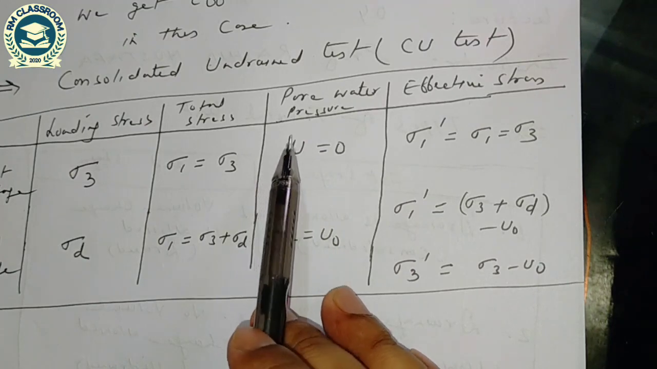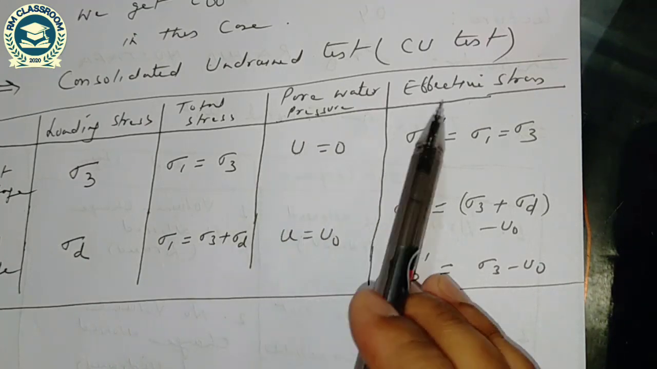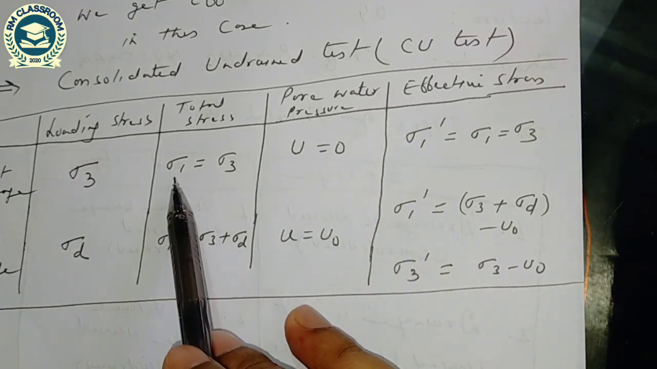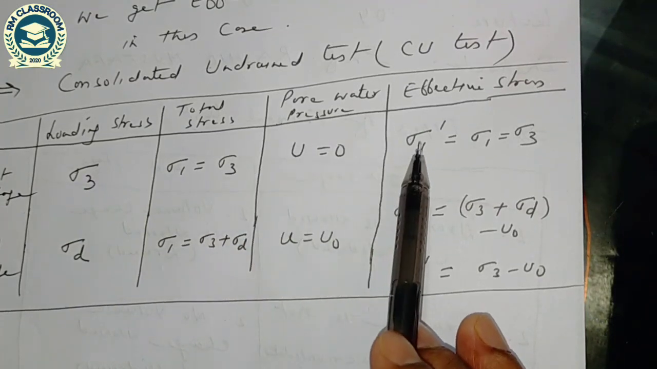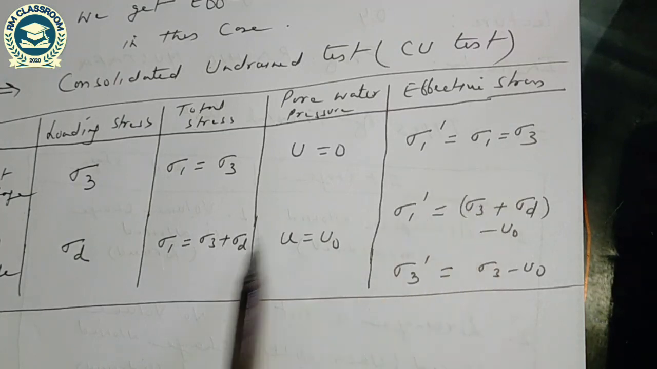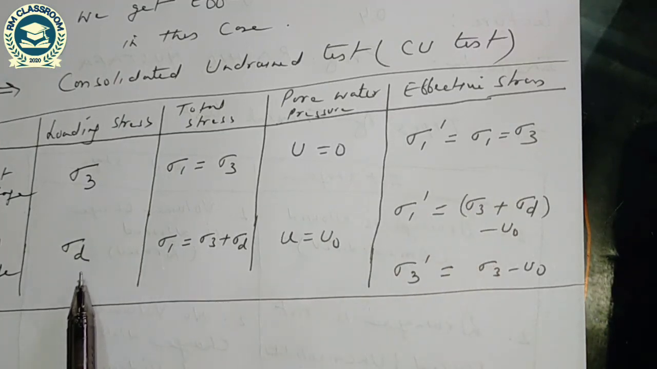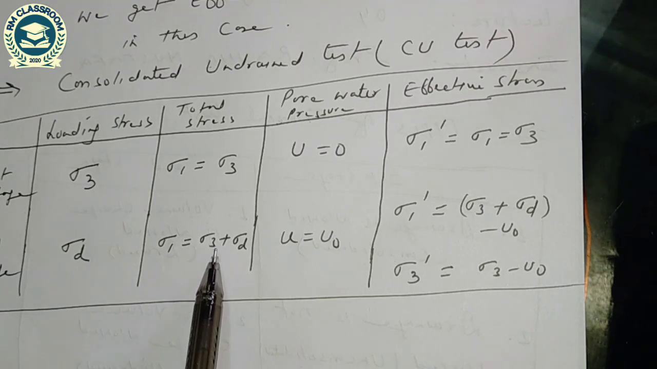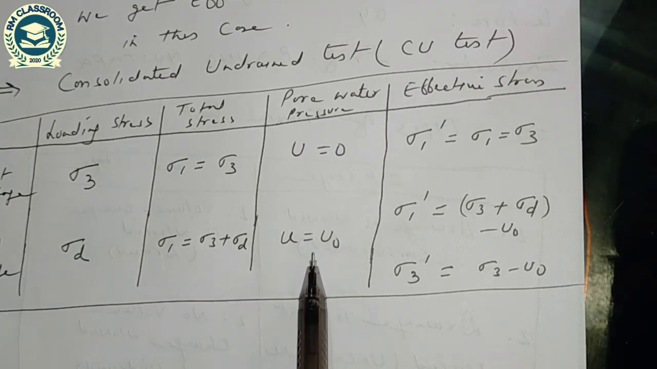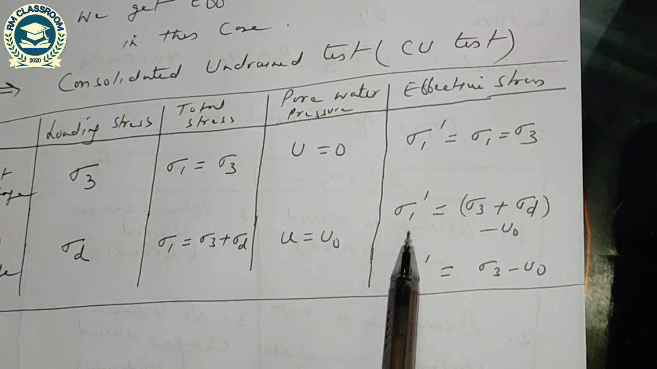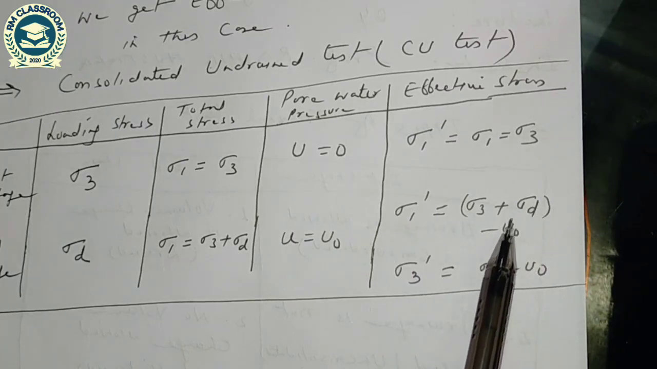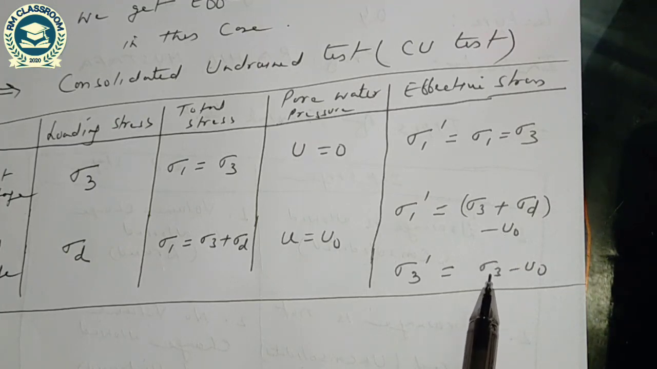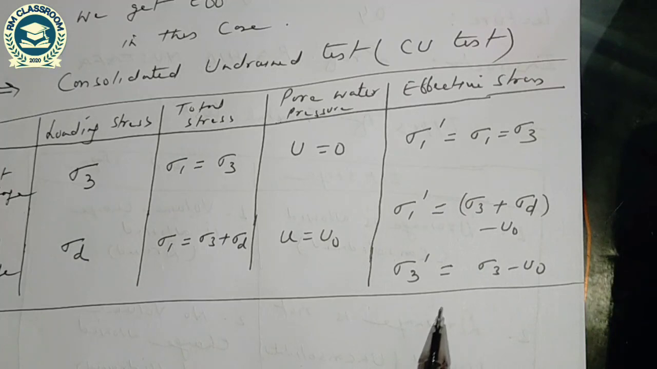In the first stage, no pore water pressure is measured, so in terms of total stress sigma 1 is equal to sigma 3 plus sigma D. Sigma D is missing in the first stage, so sigma 1 dash is equal to sigma 1 is equal to sigma 3. In second stage, deviator stress is also applied, so sigma 1 is equal to sigma 3 plus sigma D, and the pore water pressure is measured, that is U naught dash. So sigma 1 dash is equal to sigma 3 dash plus sigma D dash, or sigma 3 dash we can write sigma 3 minus U naught.